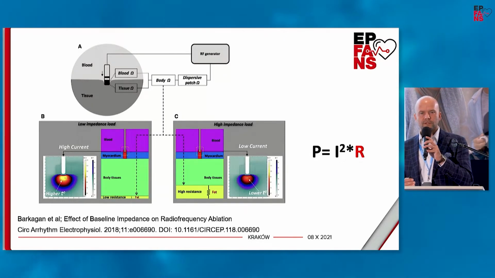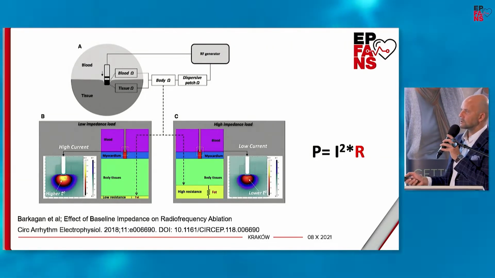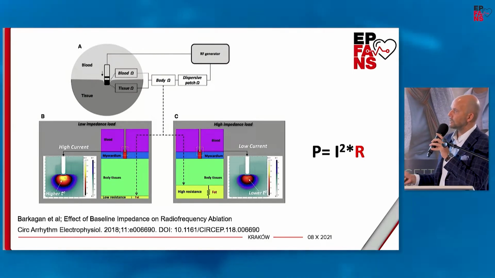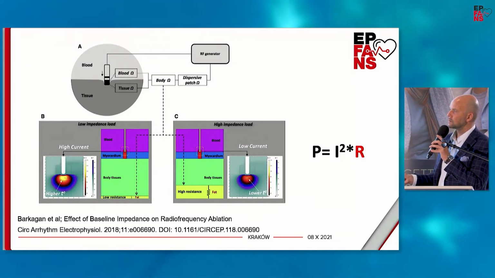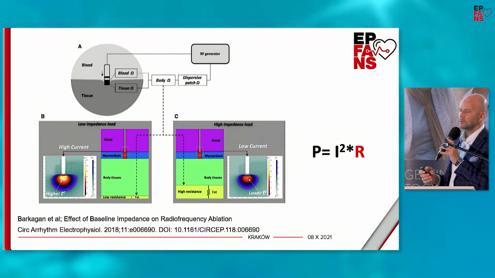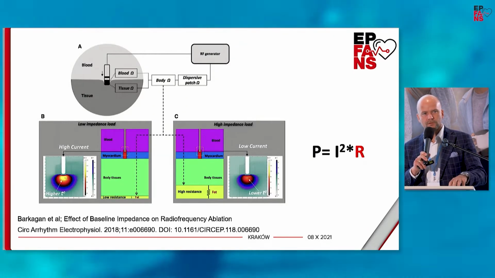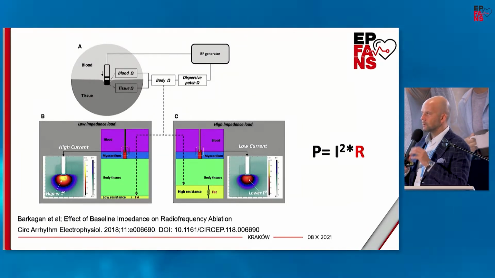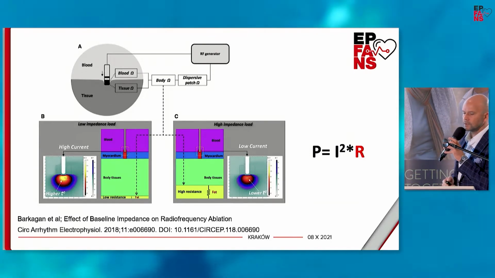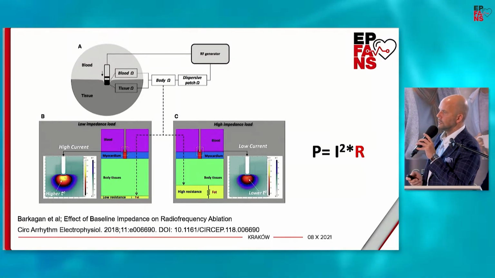As most of the ablations are performed with power-controlled cooled tip catheters today, it is crucial to be aware of impedance, because the same power may be achieved with different current value depending on impedance according to the equation. The body impedance is something we cannot change, but we can reduce impedance in the circuit with different dispersive electrode location.